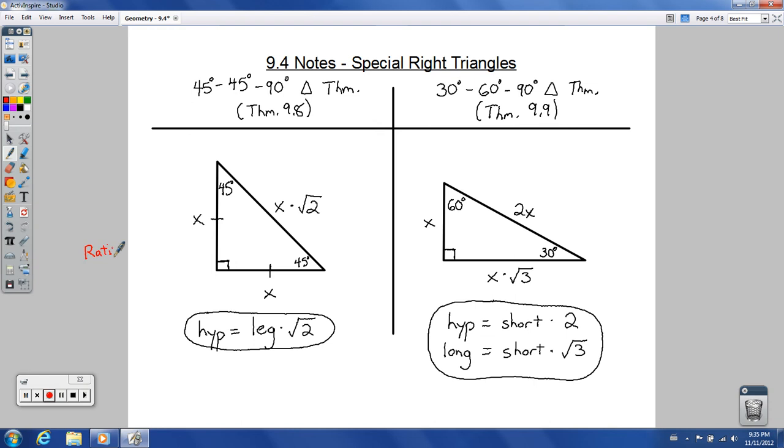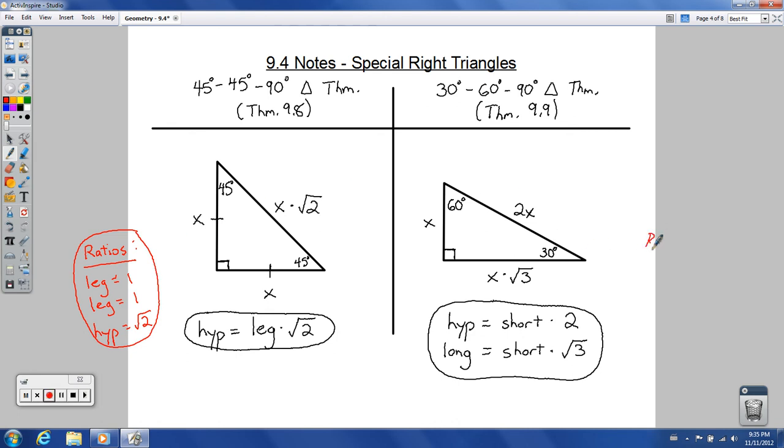So I want you to remember here a different color now. The ratios go like this. You have the leg. Both legs are the same. Both legs, the ratios are 1 and 1, and the hypotenuse is radical 2. And let's circle that. So this goes with this one.